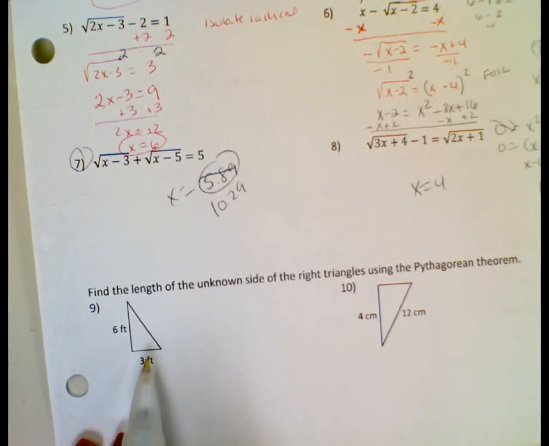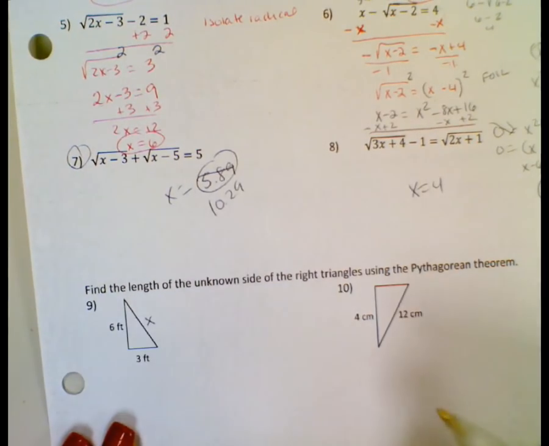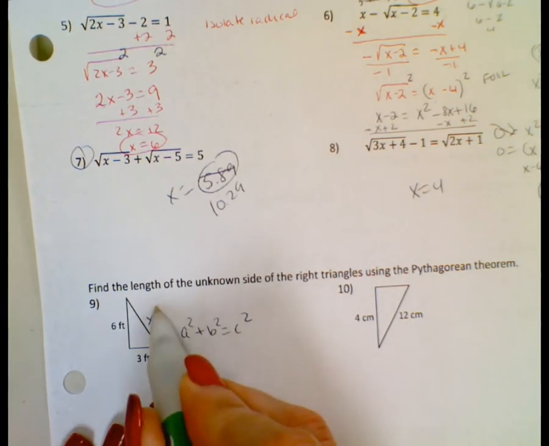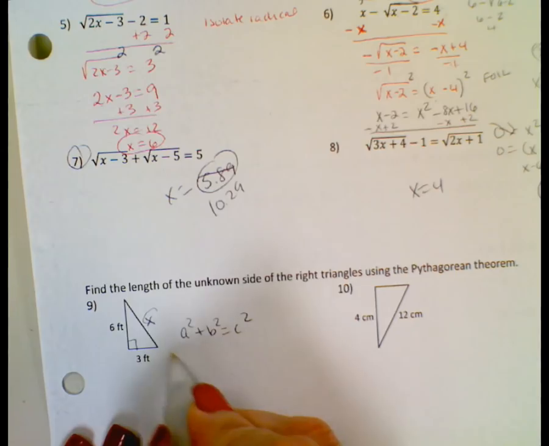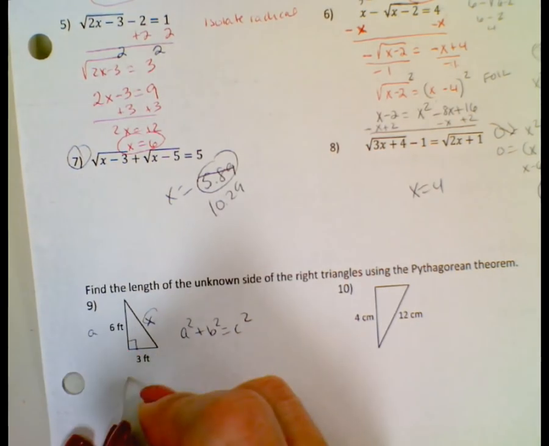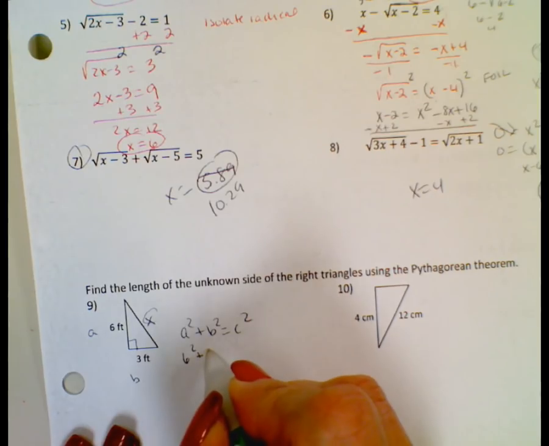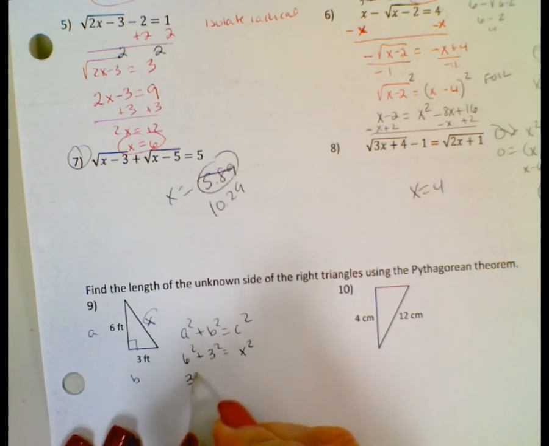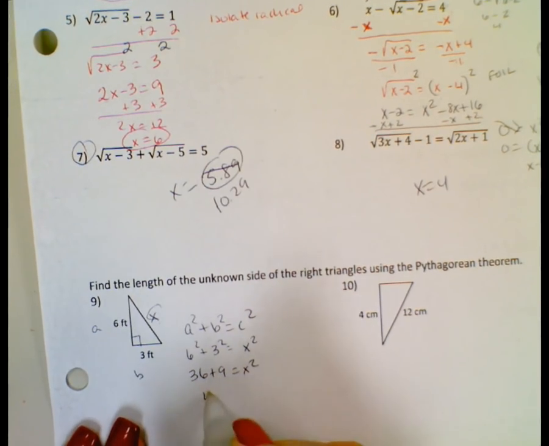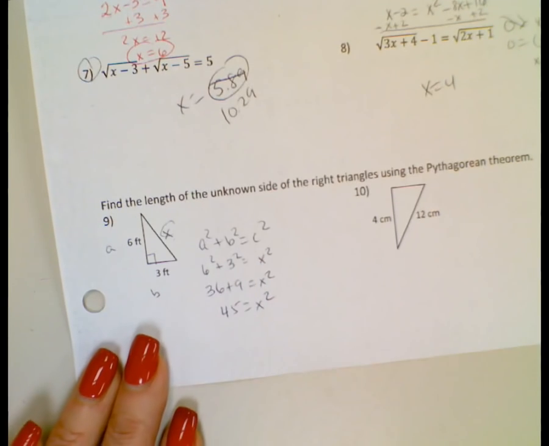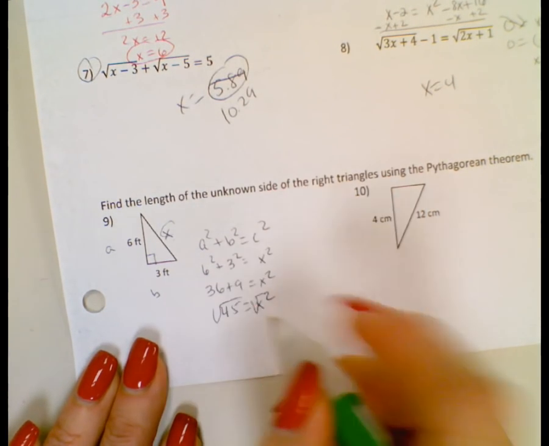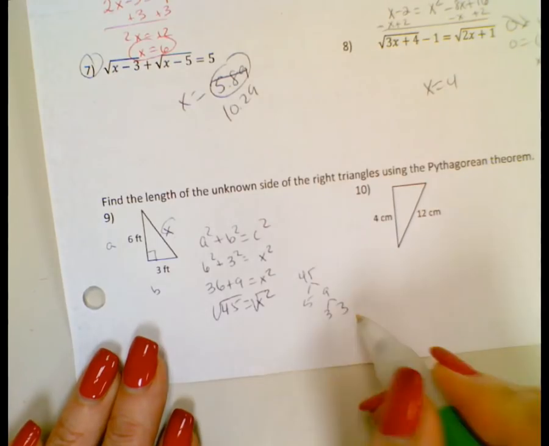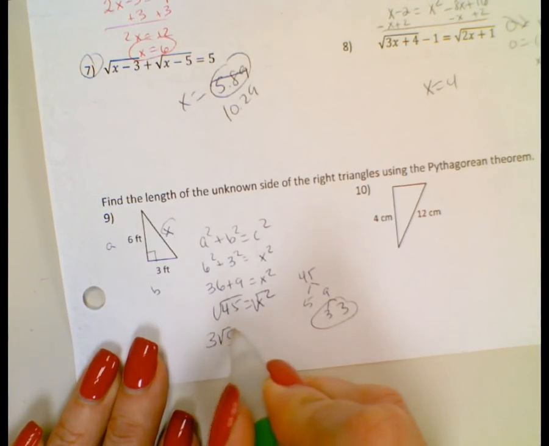All right, 9. We're finding the hypotenuse. This is the Pythagorean theorem. So we're trying to find the hypotenuse. That's C. I don't care which one's A and which one's B. We'll let this be A and this be B. So we have 6 squared plus 3 squared equals x squared, because that's what C is. 36 plus 9 equals x squared. 45 equals x squared. Square root both sides. Factor tree: 5 and 9. 9 is 3 and 3. There's 2 3s, so this is 3 square root of 5. Answer.